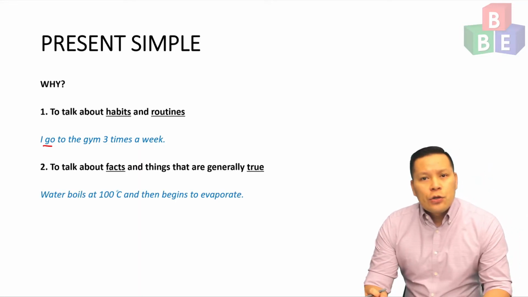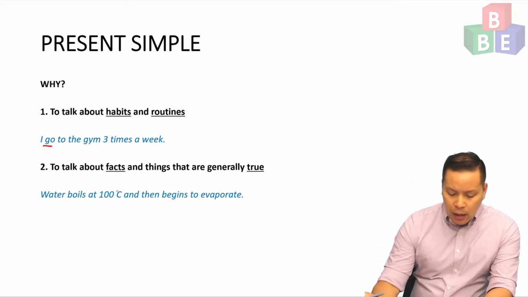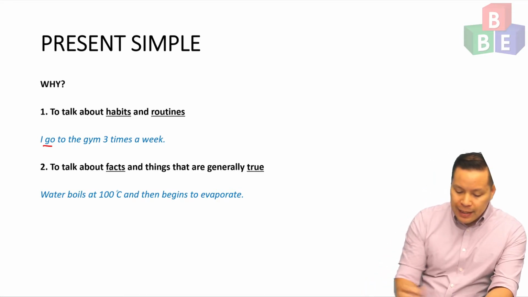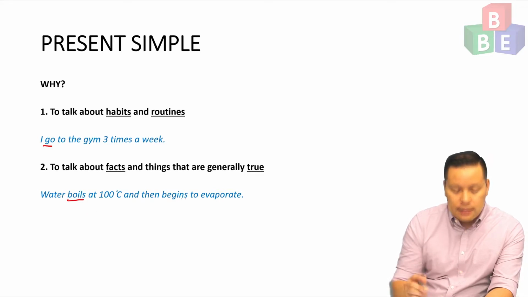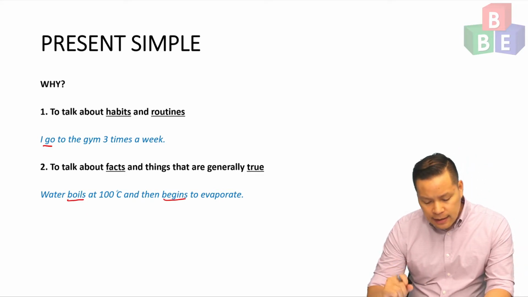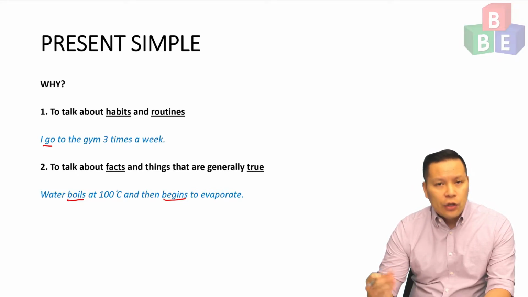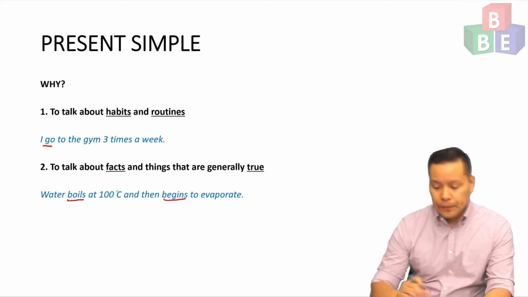2. To talk about facts and things that are generally true. Water boils at 100 degrees Celsius and then begins to evaporate. Boils, begins. You can see that this sentence here talks about a scientific fact. You know that this is always true, so we use the present simple.